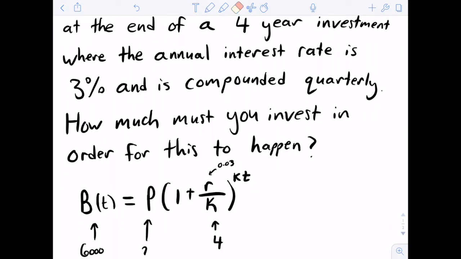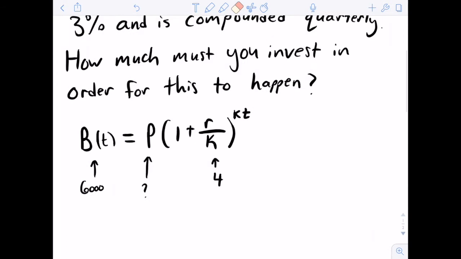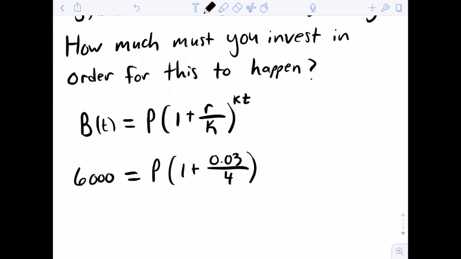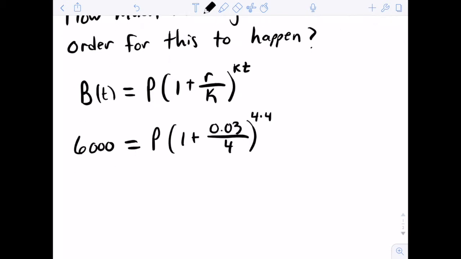So let's get rid of this stuff. So we have all the information except for p. Okay, so we're just plugging all of that stuff in. So we have 6,000 equals p times 1 plus 0.03 divided by 4. I want you to be very careful. Remember, you have to put your percentage as a decimal in this formula or else it will not work. Okay, and then we've got 4 times 4.